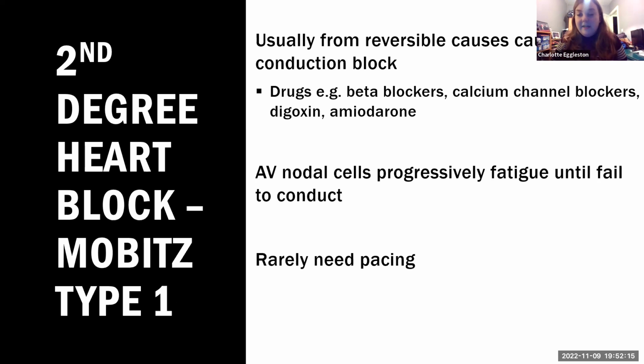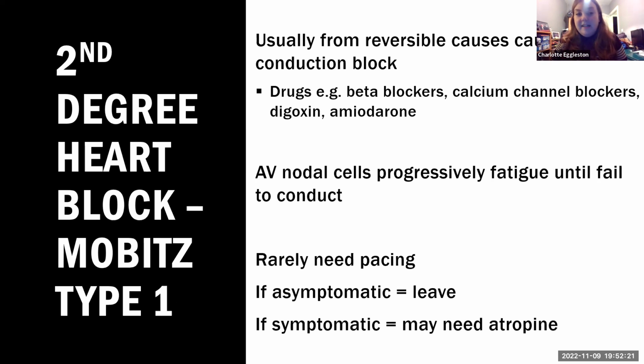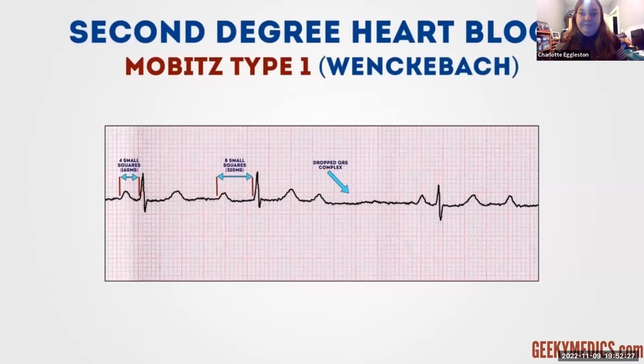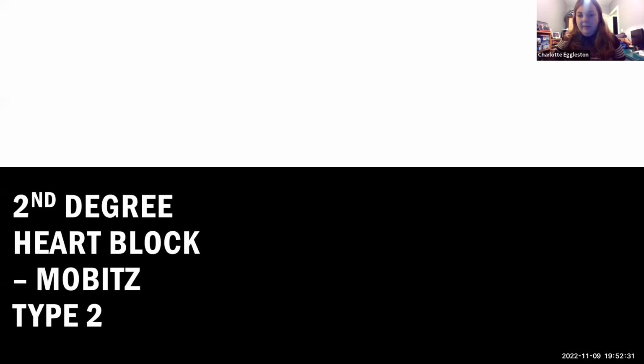This doesn't tend to need pacing. We don't tend to worry about it as much. If it's asymptomatic, we'll leave it alone. If they're symptomatic, they may need some medication if they're very bradycardic, but less commonly. And that's just another summary there. So conversely, what happens in second degree heart block type 2?